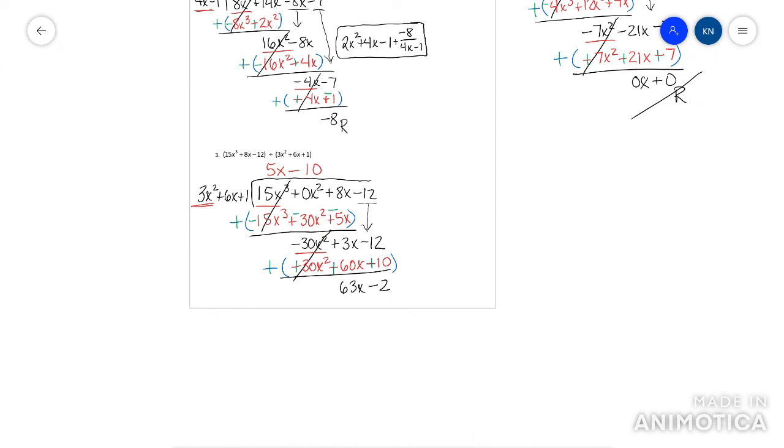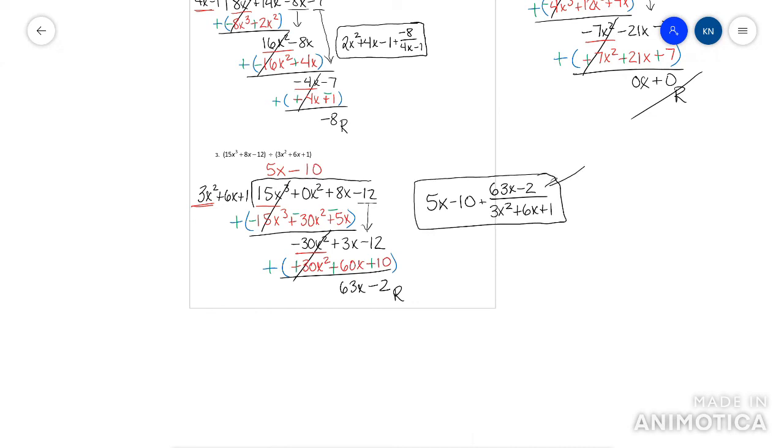I'm out of stuff to drop down, so this is my remainder. So my answer here would be 5x minus 10 with a remainder, so I put a little plus of 63x minus 2 over whatever I was dividing by, which was 3x squared plus 6x plus 1.